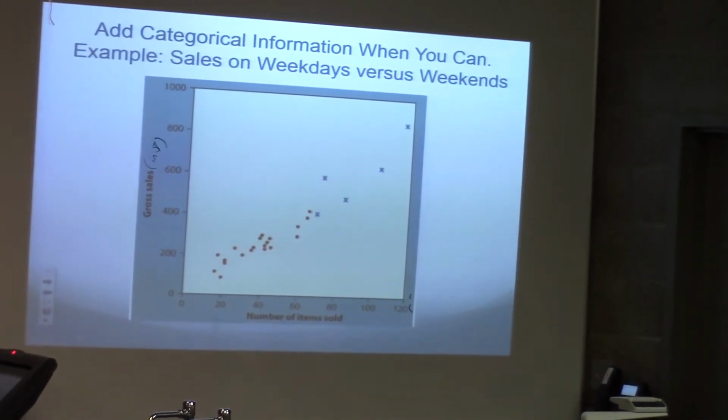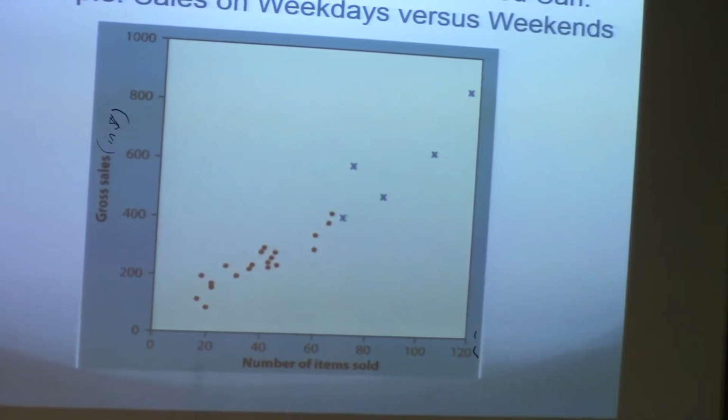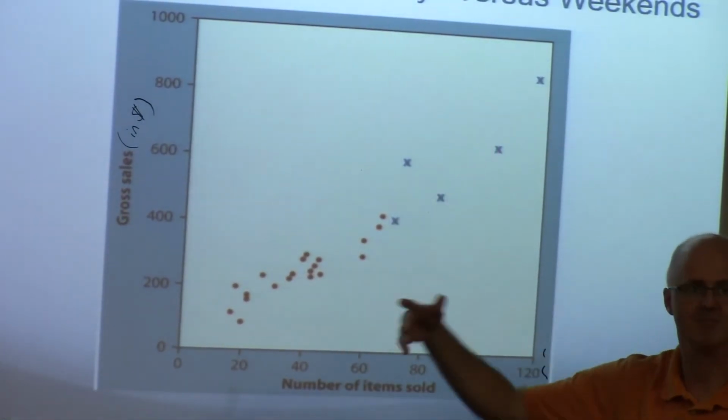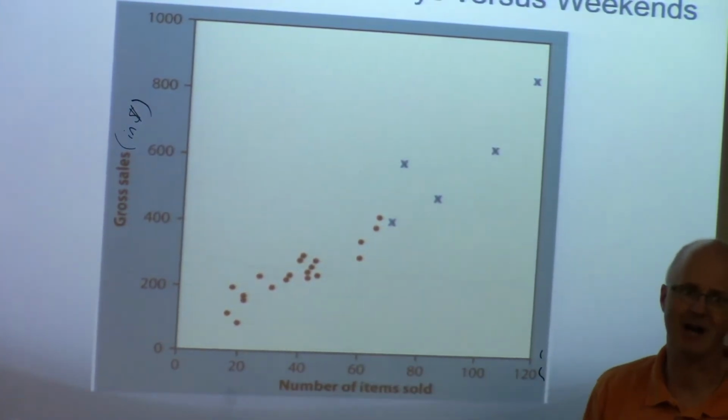What do you see when you look at it? Again, a moderately strong, positive relationship. The more you sell in number of items, the more dollars you earn. Makes sense. Makes intuitive sense. It does seem that would be a cause-effect relationship.